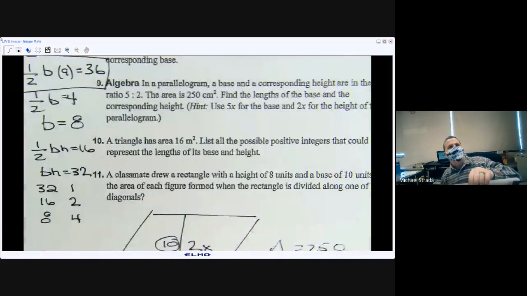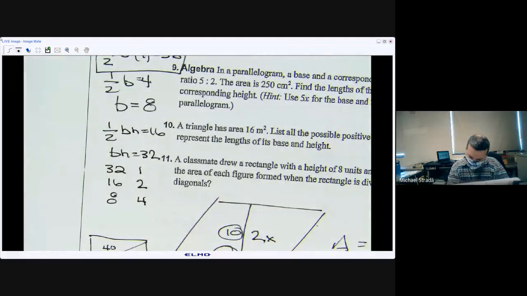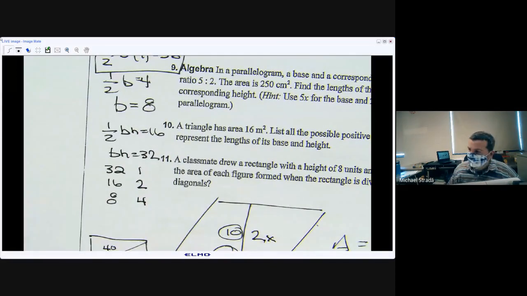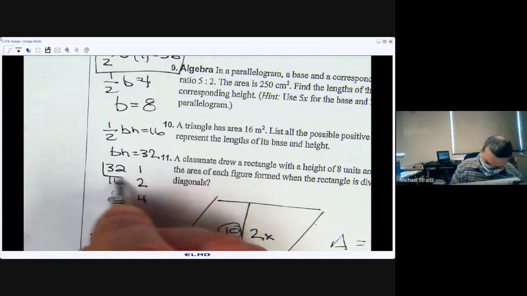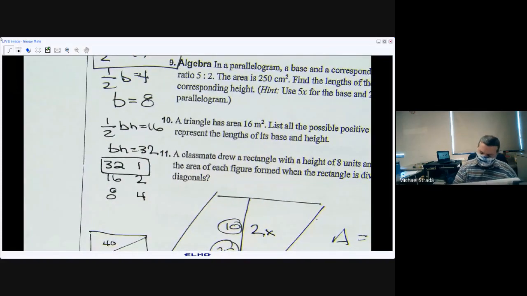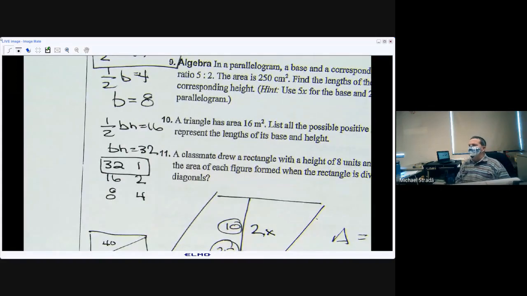All right. So if you get a problem like number 10, where they're asking you to list all the possibilities. First off, 1/2 base times height equals 16. Base times height is 32. Always use 1 in the number itself. That's the easiest one to get. So 1 and 32. Does 2 also go into 32 since it's an even number? Yes, 16. Does 4 go into 32? Yes, 8. Now at that point you stop.